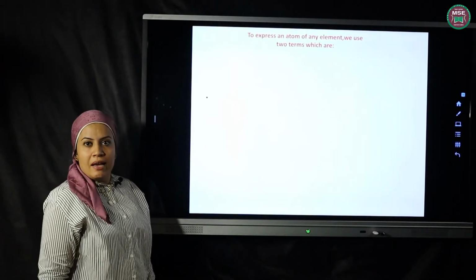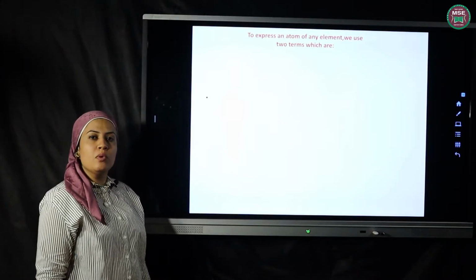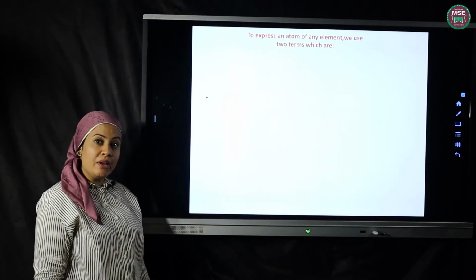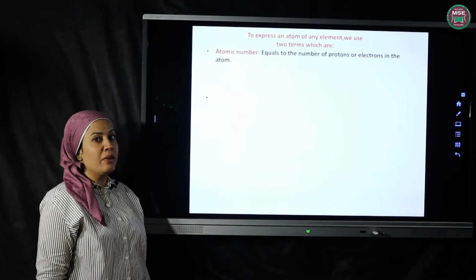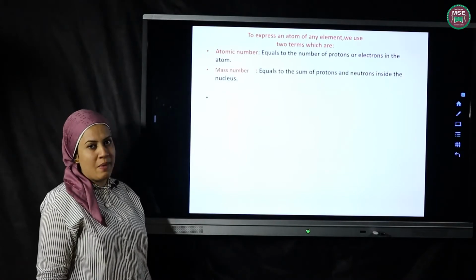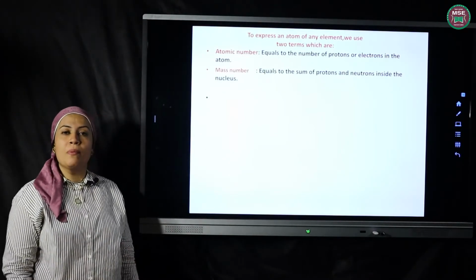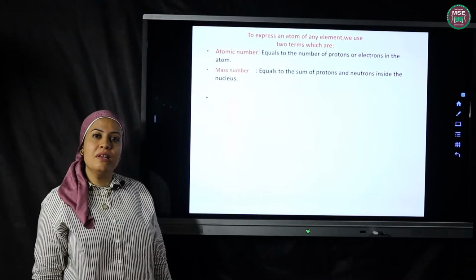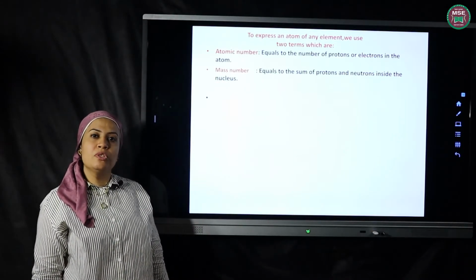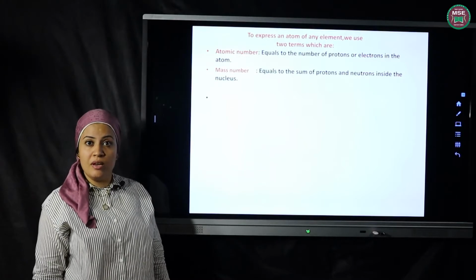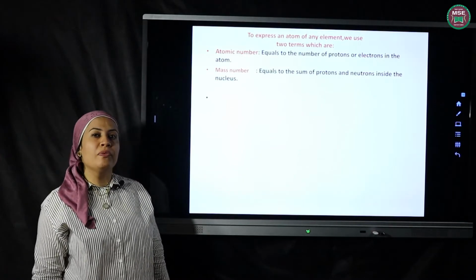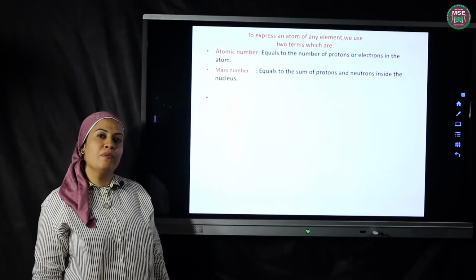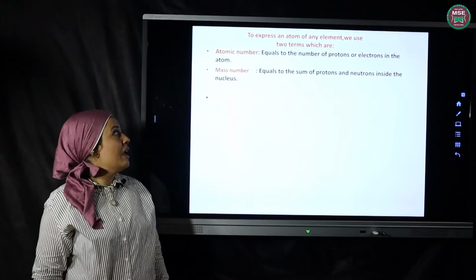To express any atom, we have to know the two main parts, which are atomic number and atomic weight, which is called mass number. First, we will talk about the atomic number. What is the meaning of atomic number? Atomic number is the number of positive protons which are present inside the nucleus, or the number of negative electrons which revolve around the nucleus.